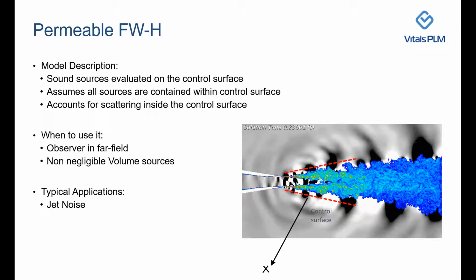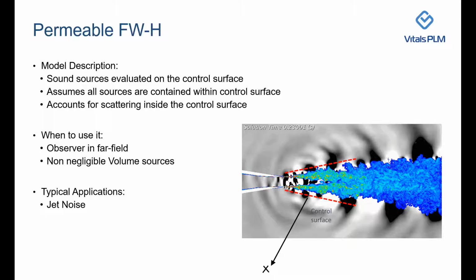an open cone placed around this growing instability layer. And once we have calculated these sound sources on the control surfaces, that information can be propagated to the desired observer location, which is far away from the sources.